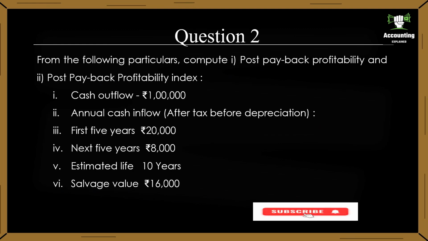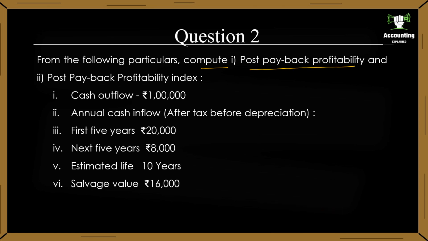We are going to solve another question where there is uneven cash inflows. From the following particulars, compute post-payback profitability and post-payback profitability index. Cash outflows 1 lakh. Annual cash inflow after tax but before depreciation is first 5 years rupees 20,000. Next 5 years it is 8,000 rupees. See, there is uneven cash flow. Estimated life is 10 years and salvage value is 16,000.